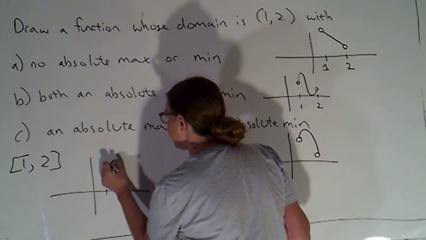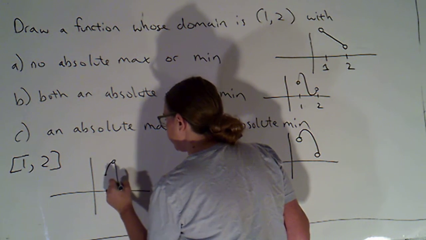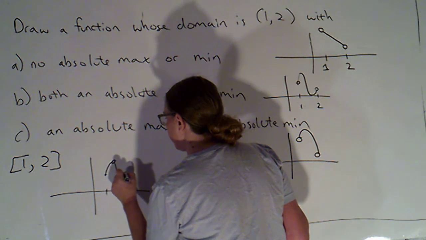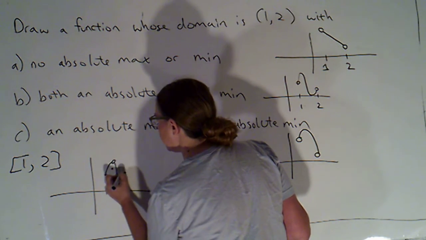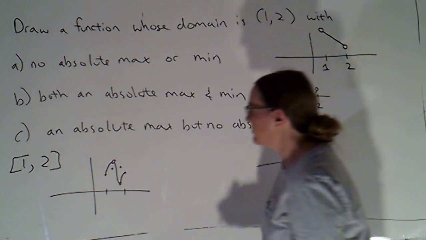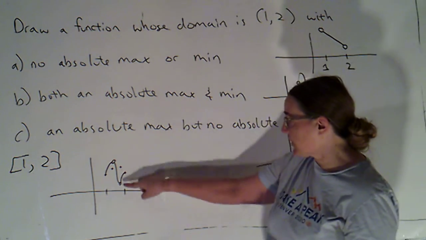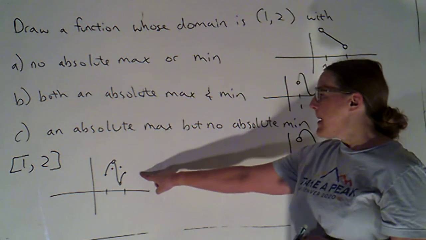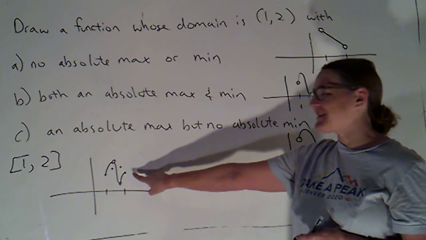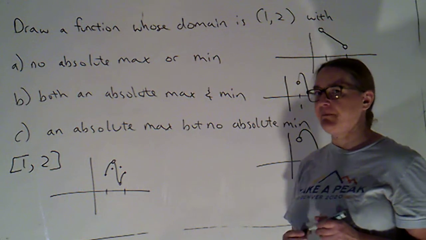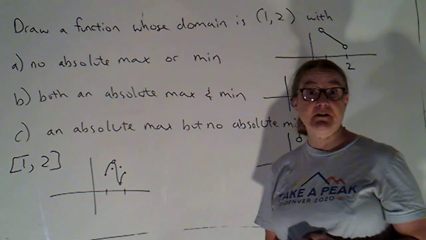The way I would get around having an absolute max and an absolute min would be something like this. I could have a function that was not continuous. Now I wanted these points to be in the domain, so I'll just put some points there. Okay. Now that has no absolute max and no absolute min because I put holes where they would have been, but that's also not continuous. And that's the only way that this can happen if we're working on a closed interval.